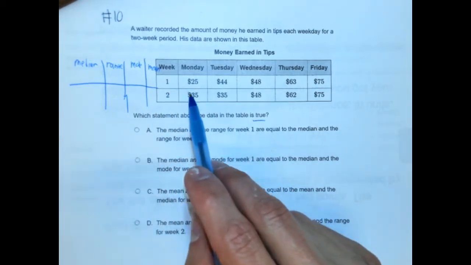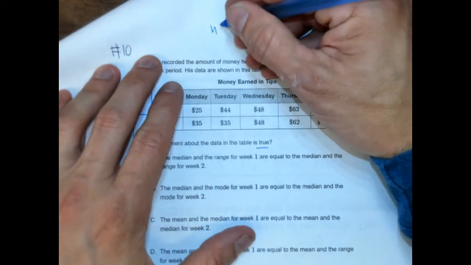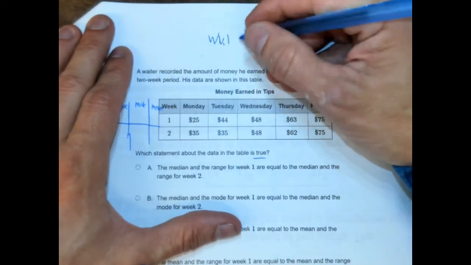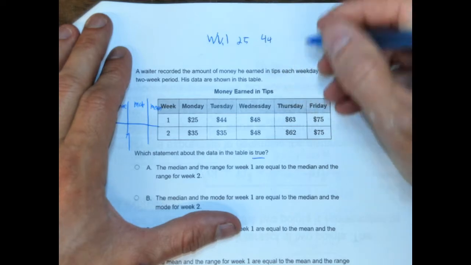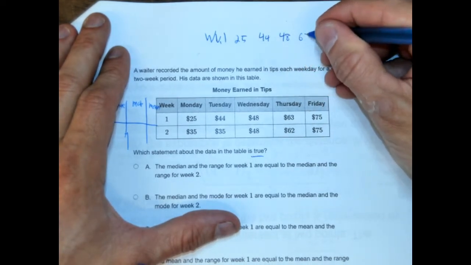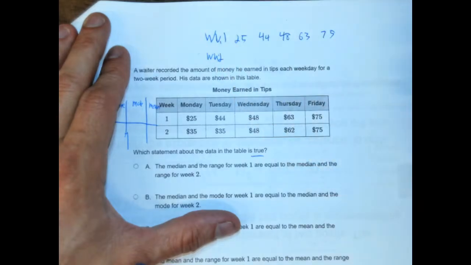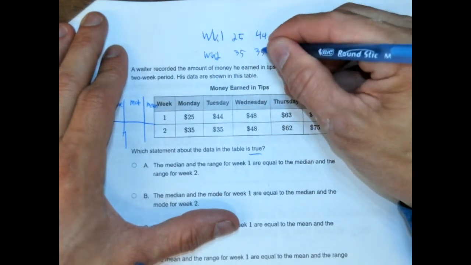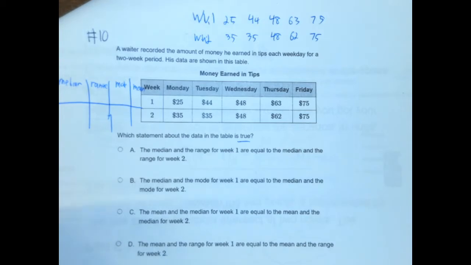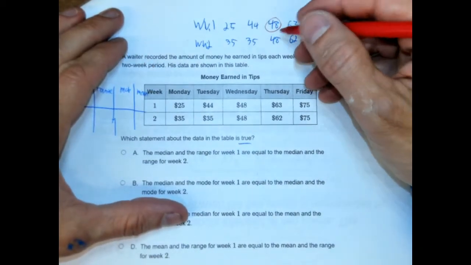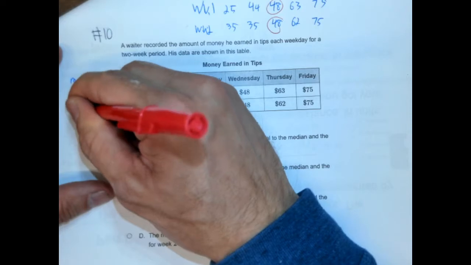In order to find the median, you need the middle number. So we're going to put these numbers in order from lowest to highest. So for week 1, it's right here, lowest first: 25, 44, 48, 63, and 75. These are actually in order from lowest to highest. I think these are too. Yeah, they are. So week 2, it's going to be 35, 35, 48, 62, and 75. Okay, so the middle number here is going to be 48, and the middle number here is going to be 48. So they have the same median. So this is week 1, so 48 and 48.